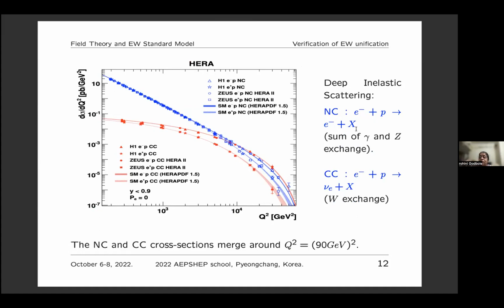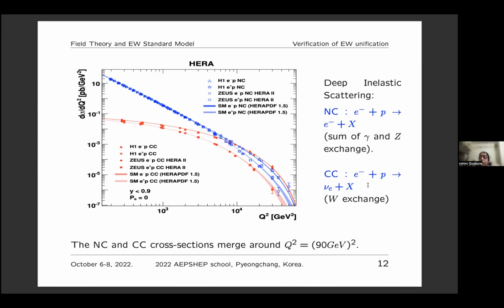So therefore, if you draw a diagram, I should have done that, but I haven't done it. A Feynman diagram: you will see that it corresponds to an electron emitting a Z or the gamma in the T channel, going on its merry way. And the Z or the gamma interacts with the proton and produces, this is the deep inelastic scattering. So it is the sum of the photon and the Z exchange in the T channel.